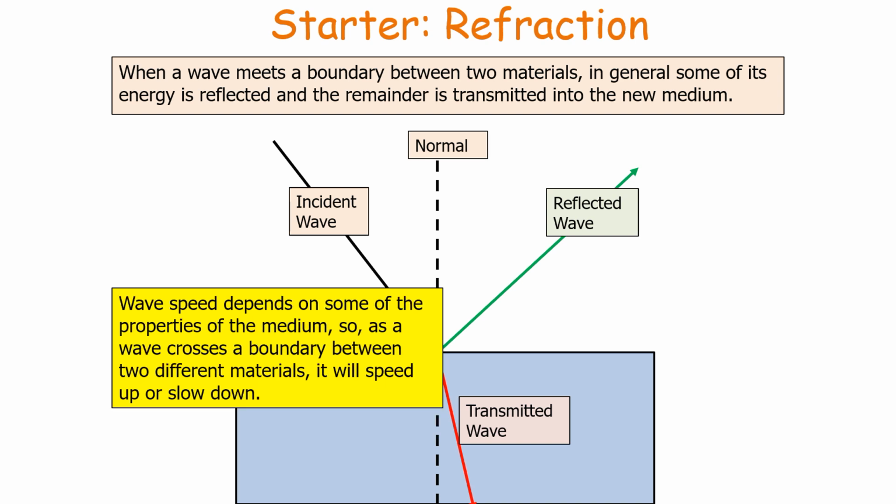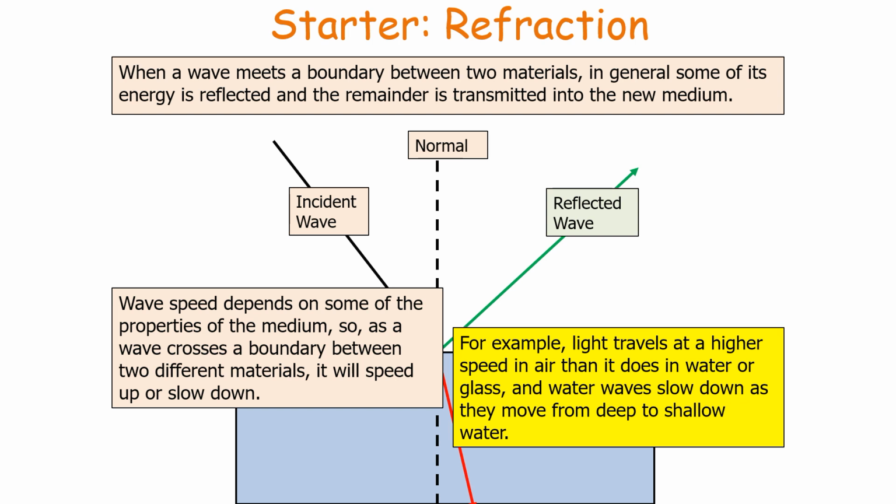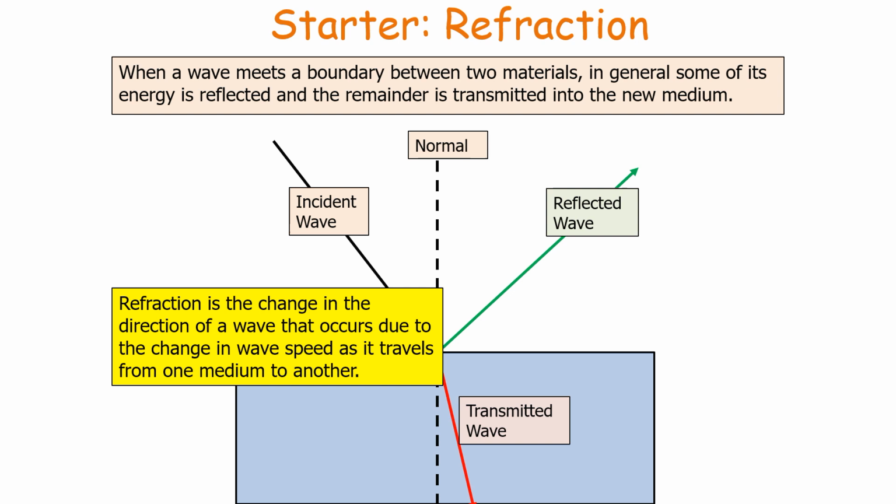Now the wave speed depends on some of the properties of the medium, so as a wave crosses a boundary between two different materials, it'll either speed up or slow down. So for example, light travels at a higher speed in air than it does in water or glass, and water waves slow down as they move from deep water to shallow water. Now refraction is the change in the direction of a wave that occurs due to the change in wave speed as it travels from one medium to another.